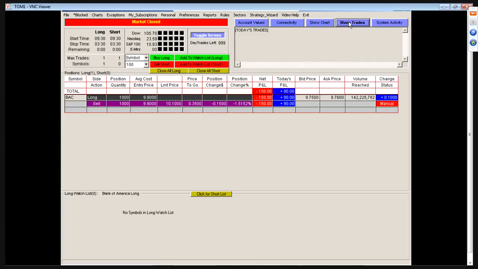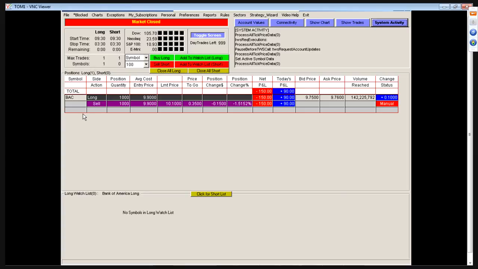So the next one here is the show trades. It'll show you any trades that you did for the day, whether it be opened or closed trades. And the next box over here is system activity. So this is going to tell you what the robotic trader is processing during the day, what it's looking at. It's calculating numbers and crunching numbers, second by second during the trading day.